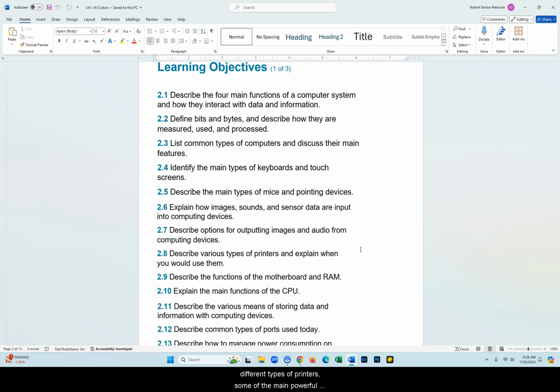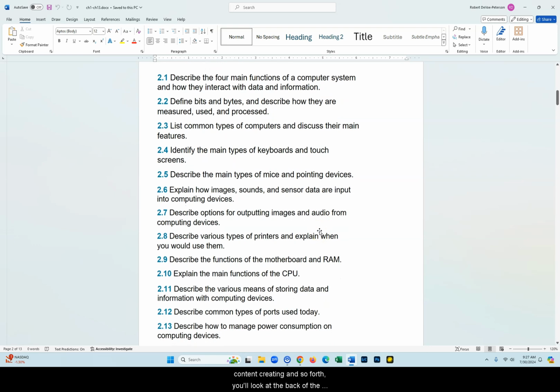Different types of printers. Some of the powerful components on a computer have to do with the motherboard and the central processing unit, the CPU in the computer. And we're hearing more about GPUs now. Those are graphical processing units, and video cards, now that we're doing more video and streaming and content creating and so forth.